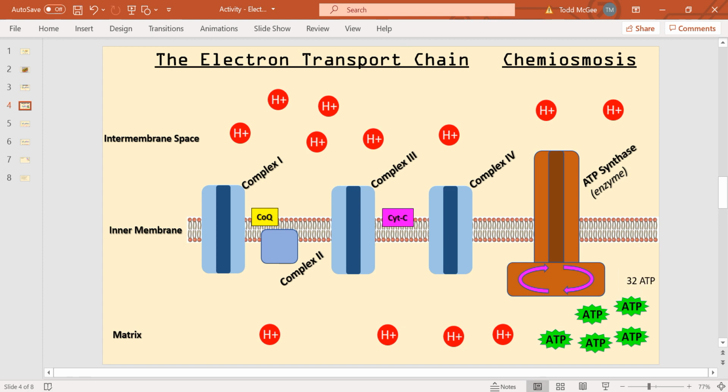So please make sure you know chemiosmosis. It's kind of part of the electron transport chain, but it's not really. Chemiosmosis is where we take all those protons, we run them through the enzyme, it spins it around, and that provides the energy for phosphorylation.